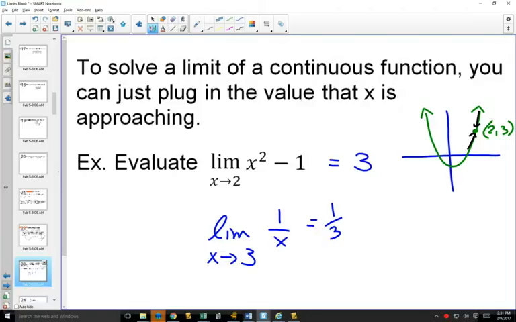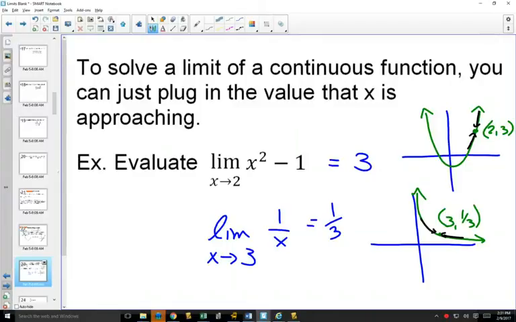And if it does that from both directions, then we'll say that the limit does exist at that point. So for 1 over x, if I look at that graph, as I get close to 3 on this graph, I have the point 3 comma 1/3. And as I get close to it from the left side, it gets close to 1/3. As I get close to it from the right side, it gets close to 1/3. So therefore, the limit exists.